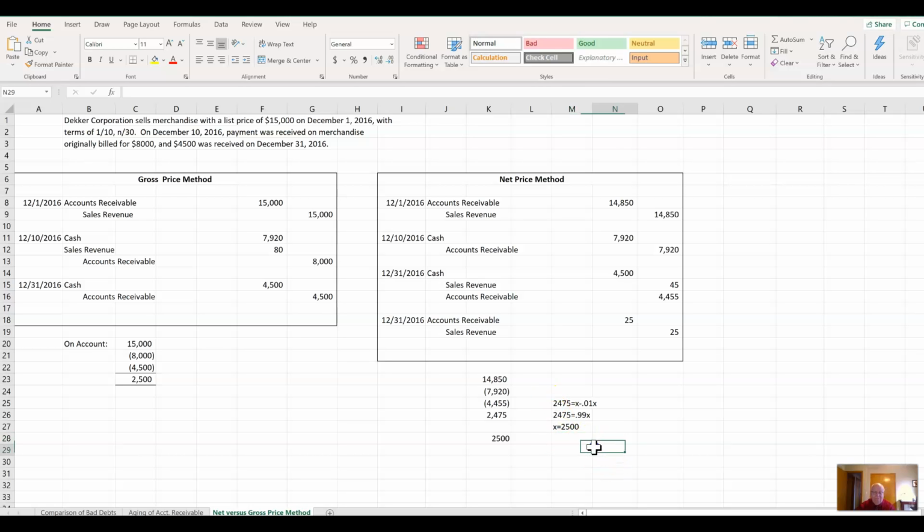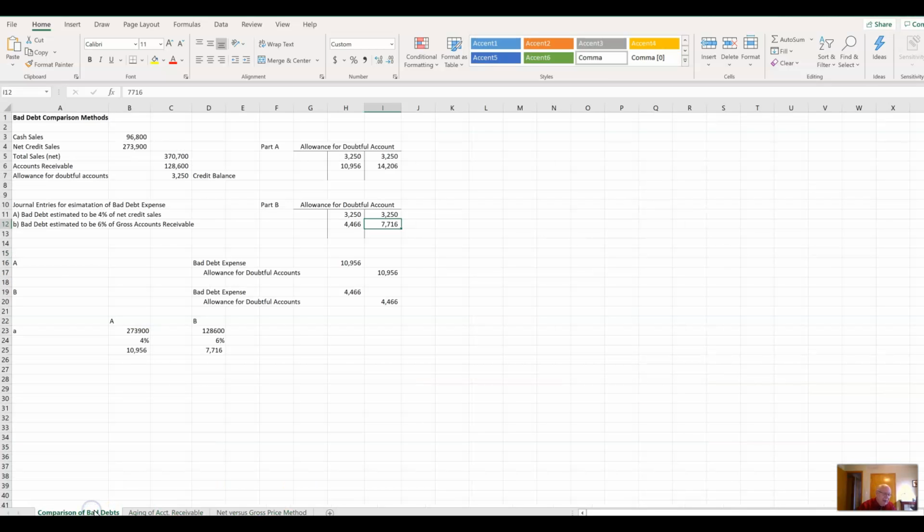All right. So that's the quick version of the net price method and the aging of the receivables and the bad debt comparisons of the two different methods.